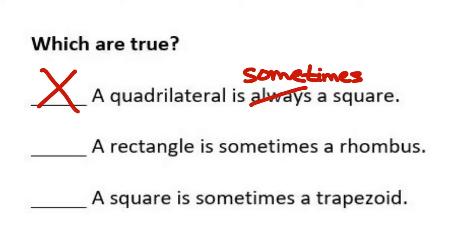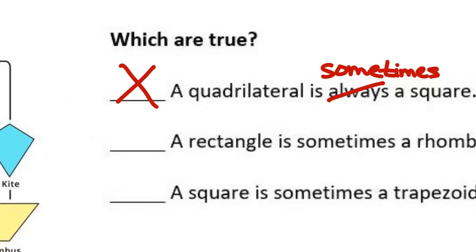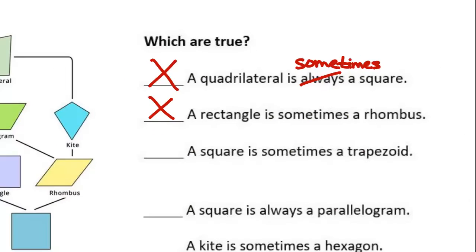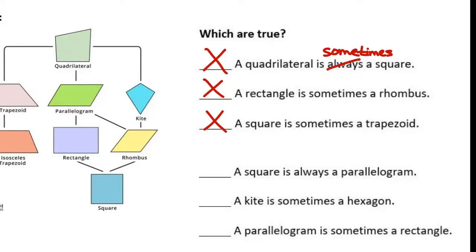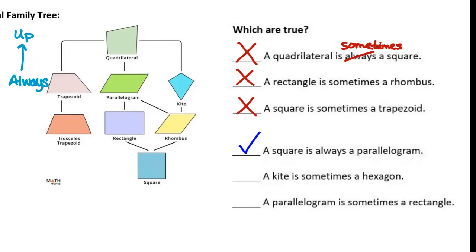A rectangle is sometimes a rhombus. False. That one is not true. A square is sometimes a trapezoid. No. A square is always a parallelogram. Yes. A kite is sometimes a hexagon.